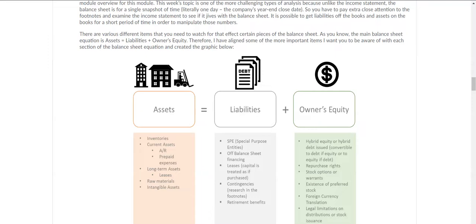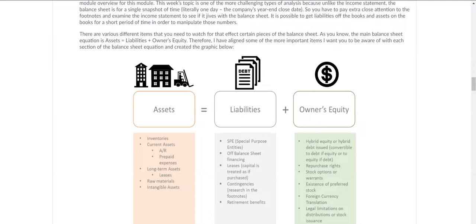Off-balance sheet financing. This is effectively a loan or receivable that is not recognized as a liability or an asset, but it's denoted in the notes, or sometimes it may not be denoted in the notes, but they still exist. They're just arrangements that are not recorded.